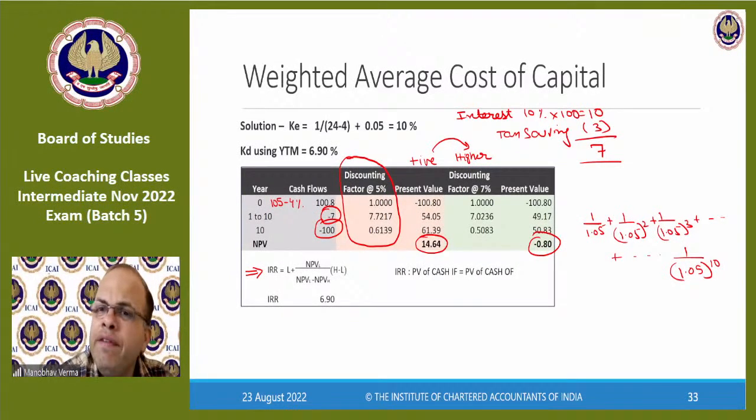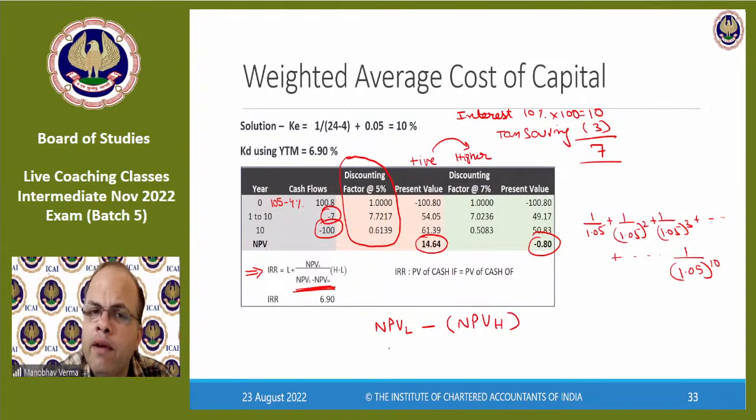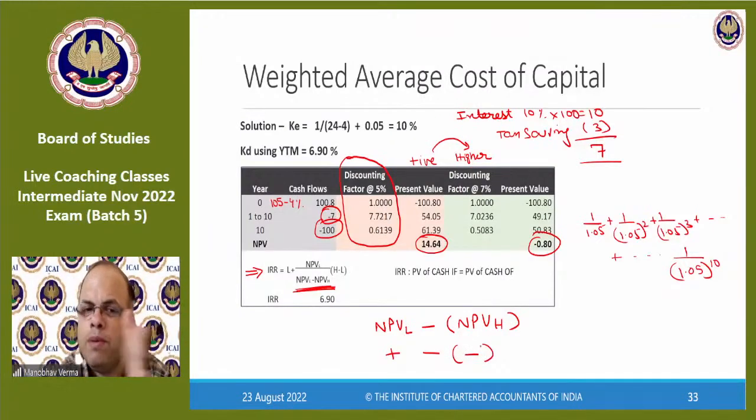Okay, so guys, can we put this in this formula? IRR is equal to lower rate plus NPV at the lower rate upon NPV at the lower rate minus NPV at the higher rate. Guys, didn't I tell you in the last class, if you look at the denominator, NPV at the lower rate minus NPV at the higher rate, we know that NPV at a lower rate will be a positive number, am I correct, guys? And NPV at a higher rate will be a negative number. So minus will make it a positive.